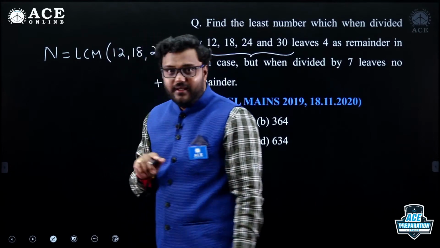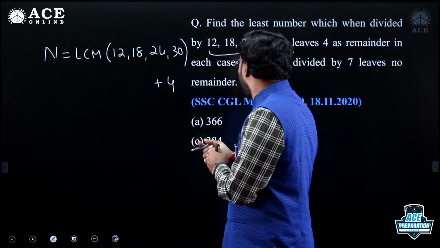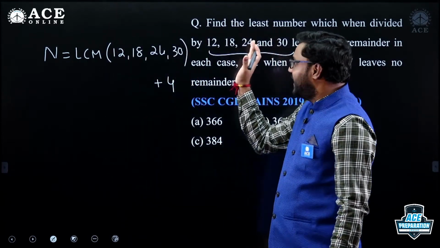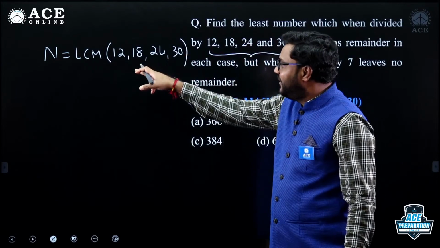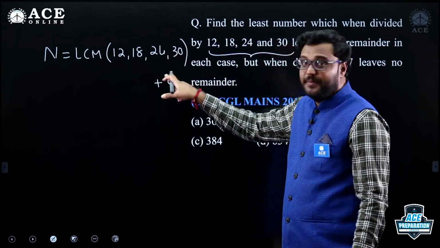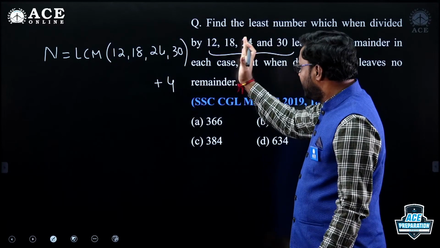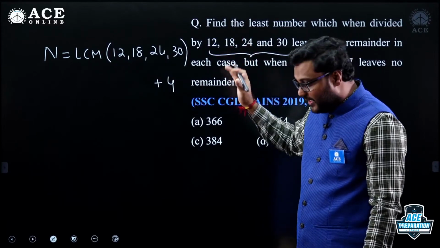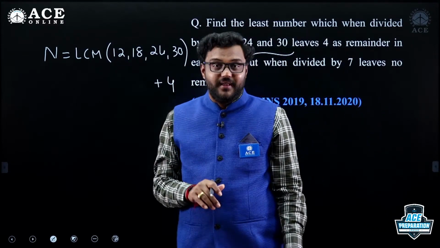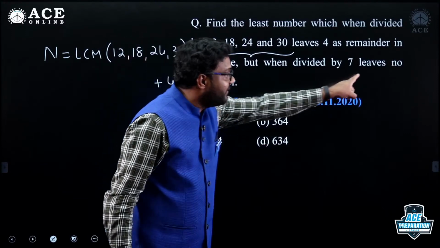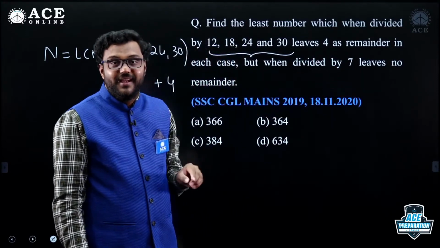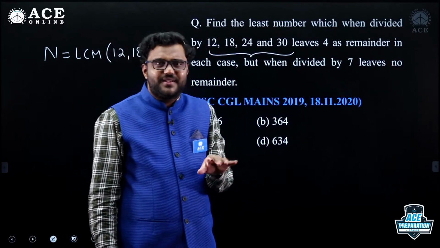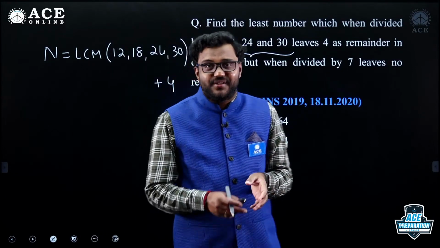See, the question is a bit updated now. If they stop up to this point, it's a different scenario. The number is divided by 12, 18, 24 and 30, leaves remainder 4. Means we'll stop up to this point. But here, it is also divided by 7, leaving no remainder. It's very simple, this question. Hardly you need 10 seconds to solve.